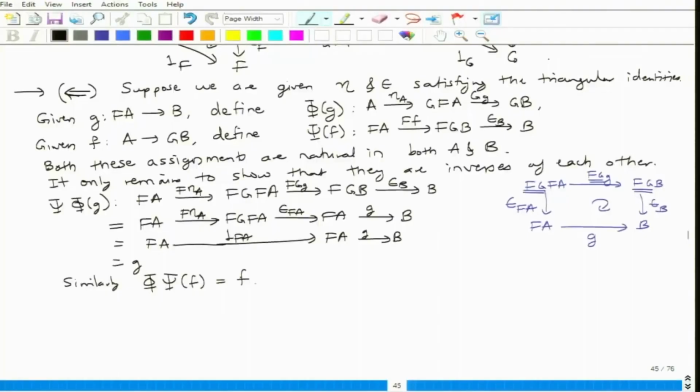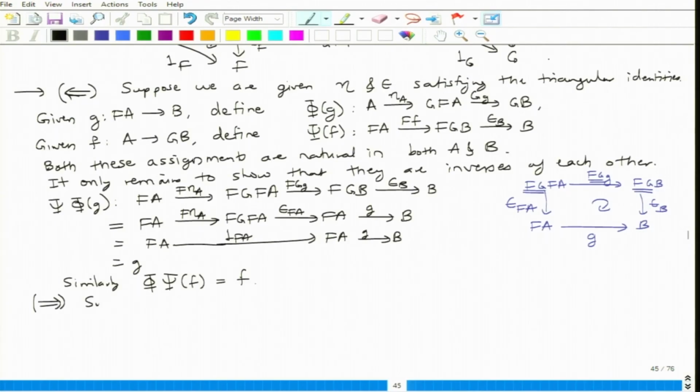Any other questions? This is simple, yeah, compared to the proofs that we have done earlier. Okay, so now we are ready to prove that triangular identities are indeed satisfied whenever an adjunction is given. So the forward implication.